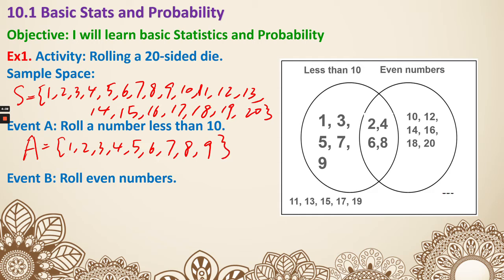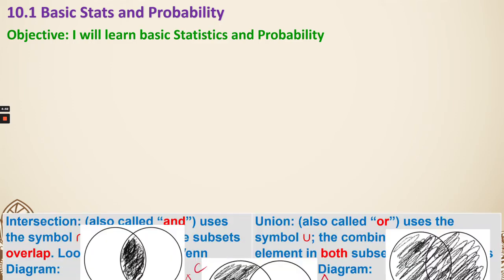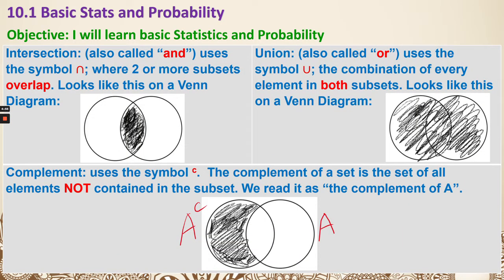Rolling event B, roll even numbers. So B would be 2, 4, 6, 8, 12, 14, 16, 18, 20. These are the even numbers. Okay, let's move on. Now we have a few more definitions. First one, intersection.